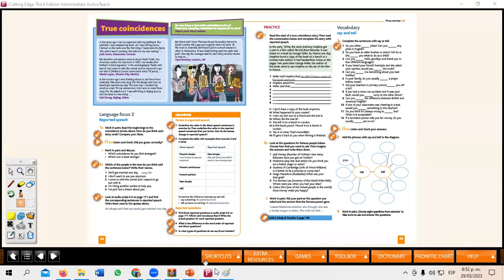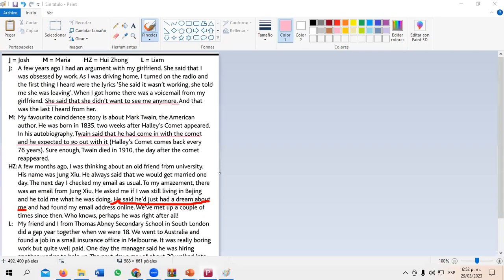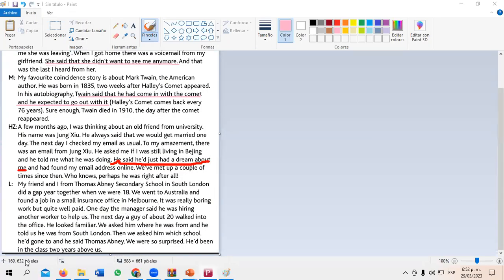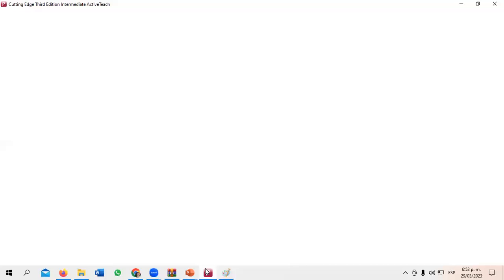And the number 4, I'm hiring another worker to help you. This is the original sentence. I'm hiring another worker to help you. What is the reported speech? The manager said he was hiring another worker to help us, right? This is the reported version.